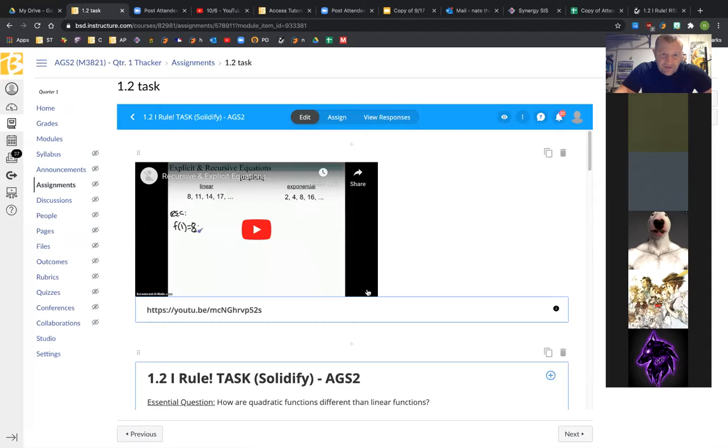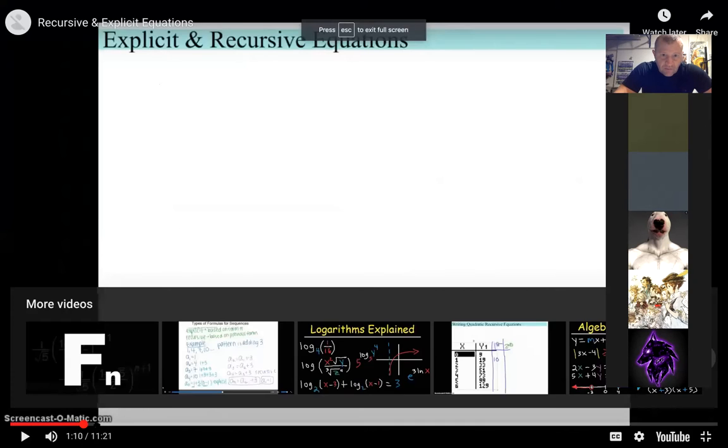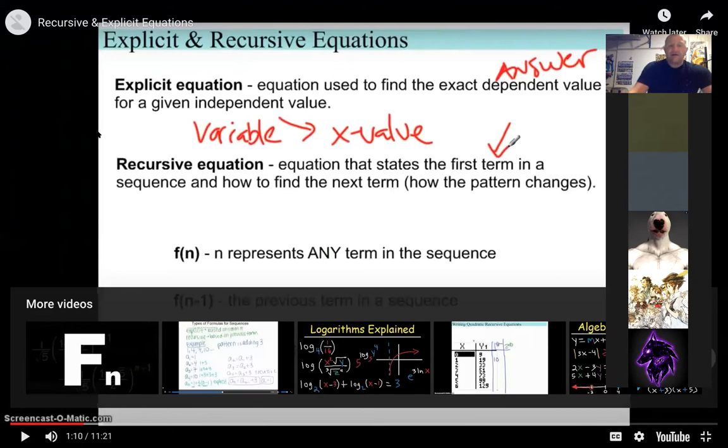Okay, here's the video again. You can watch it later on your own if you want. A recursive equation is an equation that states the first term in a sequence and how to find the next term. So it's just saying how the pattern changes. It's adding 5. It's multiplying by 10. It sounds so easy. It tells you a term, and you just have to say what gets you the next term. So back to the problem at hand.